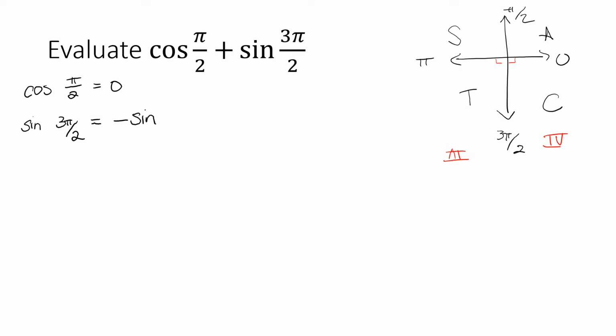So sine 3 pi on 2 is negative sine pi on 2. And sine pi on 2 was 1, so this is negative 1. Therefore, cosine pi on 2 plus sine 3 pi on 2 is 0 minus 1, which is negative 1.